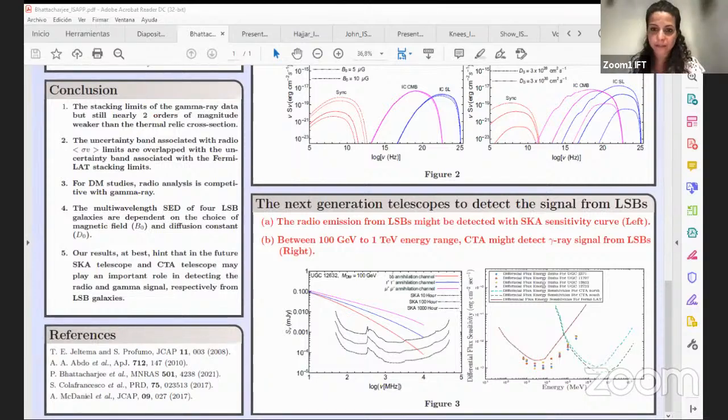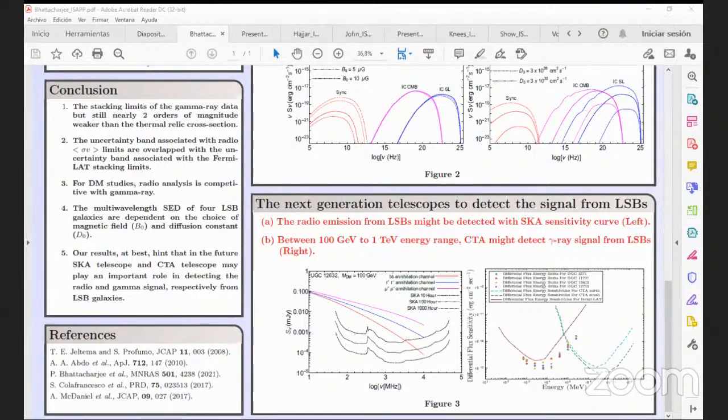Did you check if there is a proper radio emission from these galaxies in the radio? No, they do not show any strong emission from the galaxy. That's why we have chosen these 4 LSB galaxies, because they do not show any strong emission.